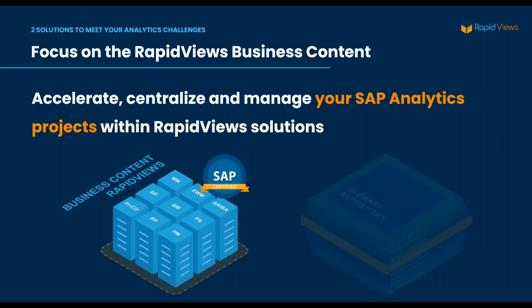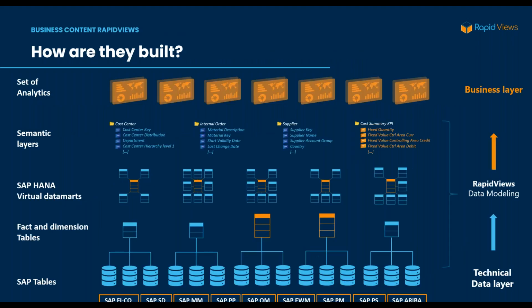Okay, first main RapidViews product. What we did a few years ago, we started to build this concept of predefined data mart by building fact and dimension tables, then virtual data marts, and we renamed everything by providing an advanced semantic layer. It's what we did for the core SAP modules like FICO, SD, MM, PP, QM, EWM, PM, PS, and Ariba.